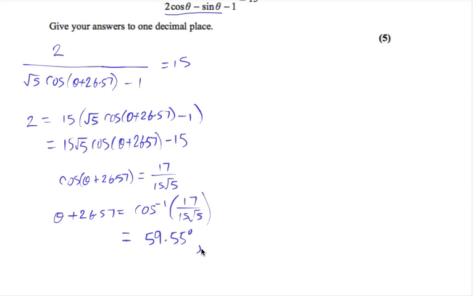To get the second answer for cos, we always subtract the first answer away from 360 degrees, which gives us 300.45 degrees. We must remember this isn't our final answer. This is theta plus 26.57. So subtracting 26.57 from each one of these answers will give us our final answer. So theta equals 33.0 and 273.9 degrees.